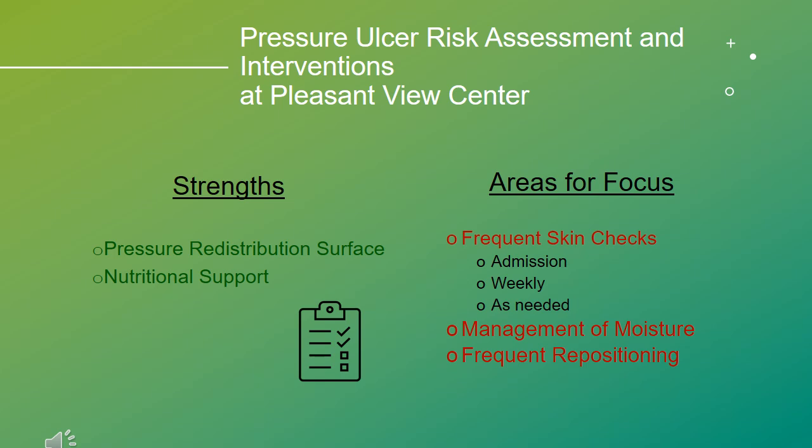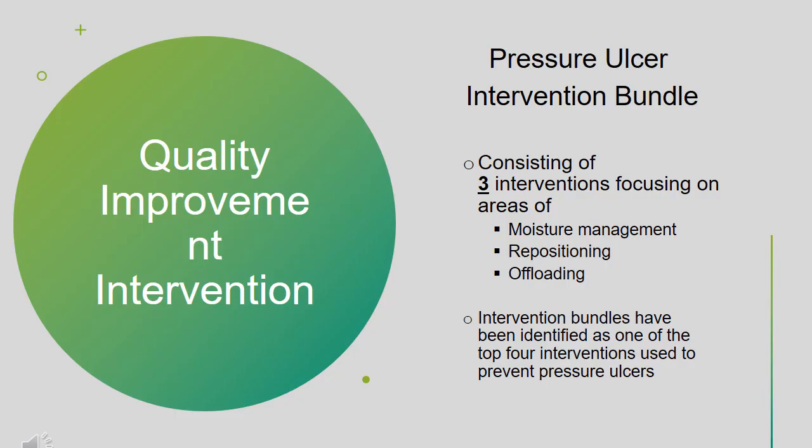A quality improvement project has been developed with these focuses to assist PVC in pressure ulcer prevention with the goal of reducing their rates of incidence below the national and state average. An intervention bundle is a set of evidence-based practices that are combined together to optimize patient outcomes. Intervention bundles were identified as one of the top 4 interventions used to prevent pressure ulcers, especially in complex care patients. The intervention bundle that has been developed to improve quality at Pleasant View Center involves a total of 3 interventions focused on moisture management, repositioning, and offloading.